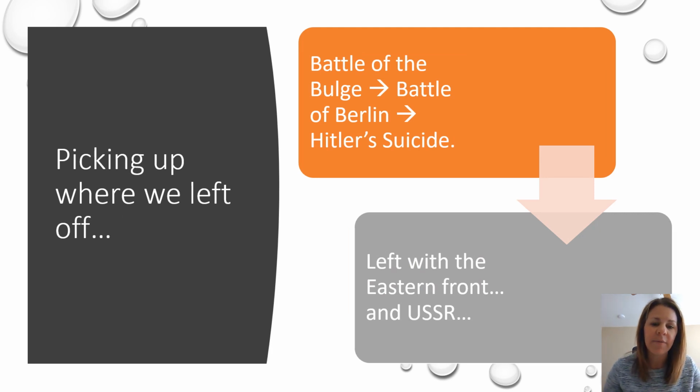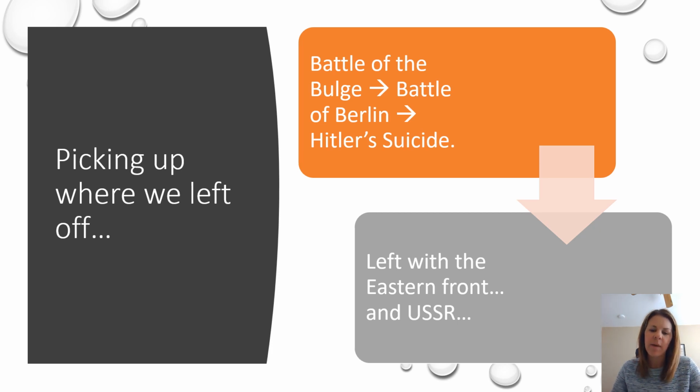Okay, so picking up where we left off, we talked about the Battle of the Bulge, where Hitler was trying to push the German troops back into France and consolidate more of that land, especially after the storming of Normandy Beach. And because he fails so desperately, the Battle of Berlin takes place, where the USSR troops are able to take over Berlin, and that eventually leads to Hitler's rapid suicide by cyanide. That leaves us with the Eastern Front and the USSR.